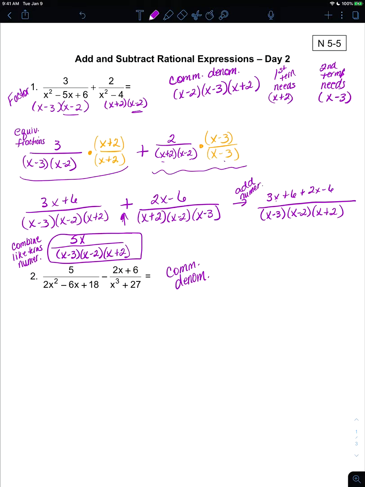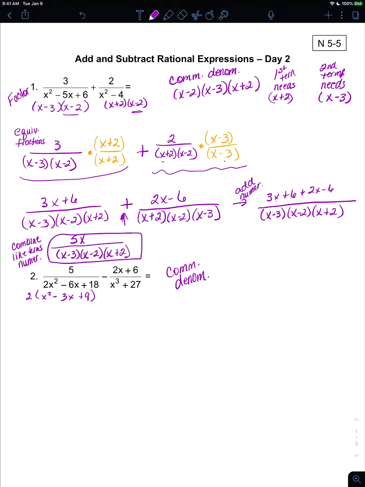Okay, so this 2x squared minus 6x plus 18, well, we can factor a 2 out of that and get x squared minus 3x plus 9. Well, it doesn't look like that is going to factor anymore because no multiples of 9 are going to add up to be a negative 3. So we are just going to leave it like that.